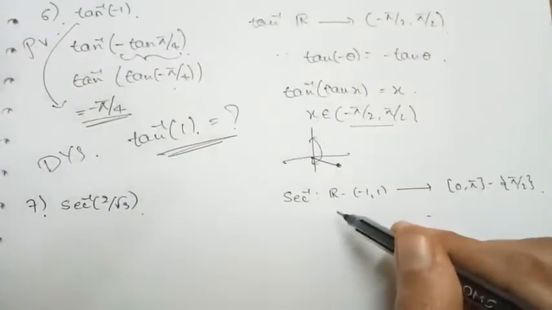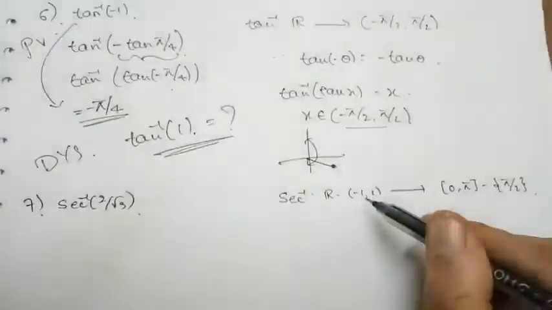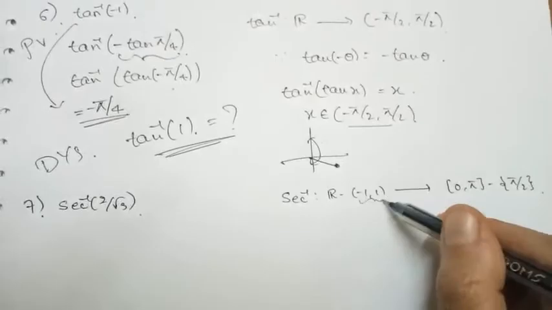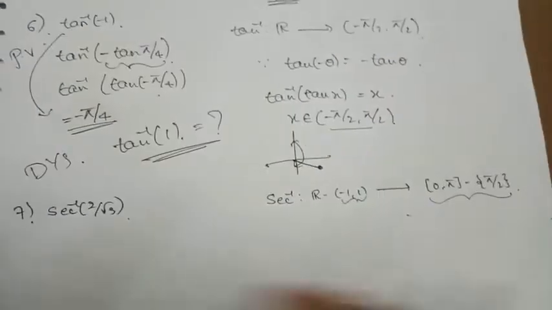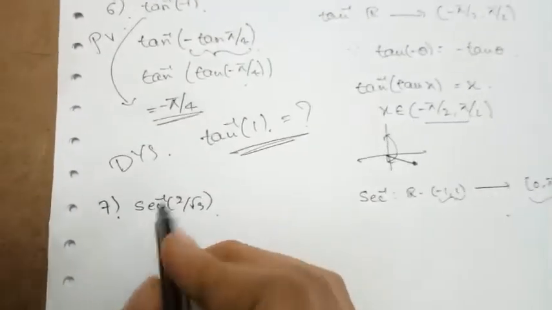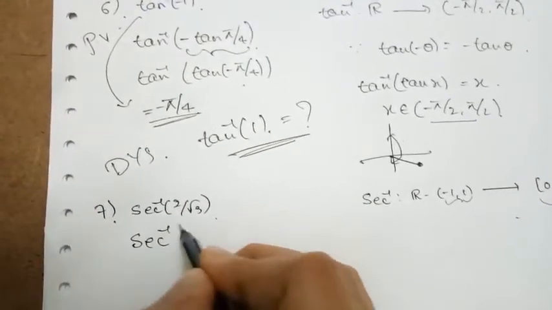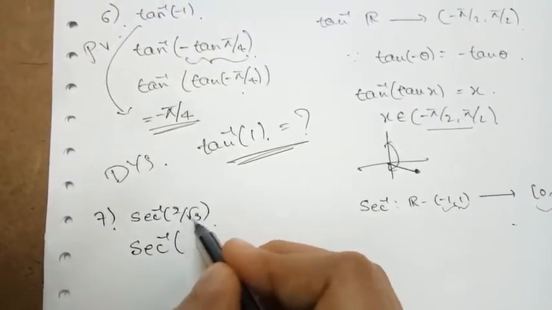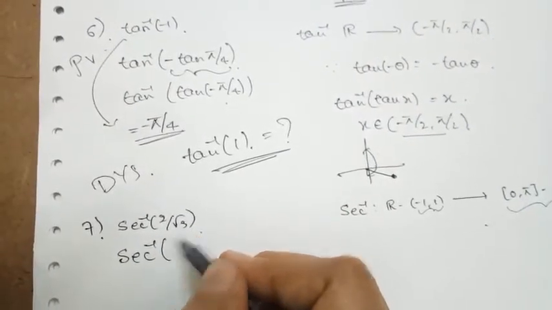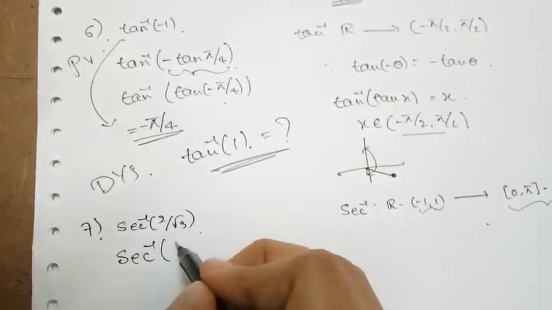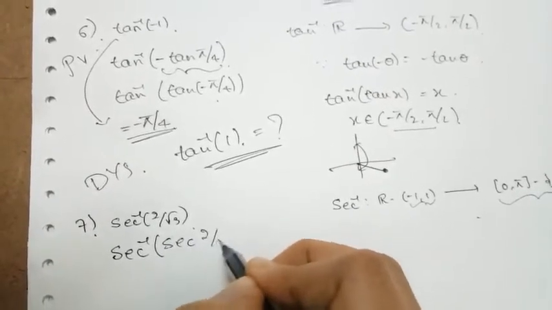Next is secant inverse of 2 by root 3. Clearly the domain of secant inverse is R minus the interval from minus 1 to 1, and the principal value branch is 0 to pi excluding pi by 2. Now clearly I can write secant inverse, to which value is it 2 by root 3? Cos pi by 6 is root 3 by 2, so clearly secant pi by 6 is 2 by root 3.